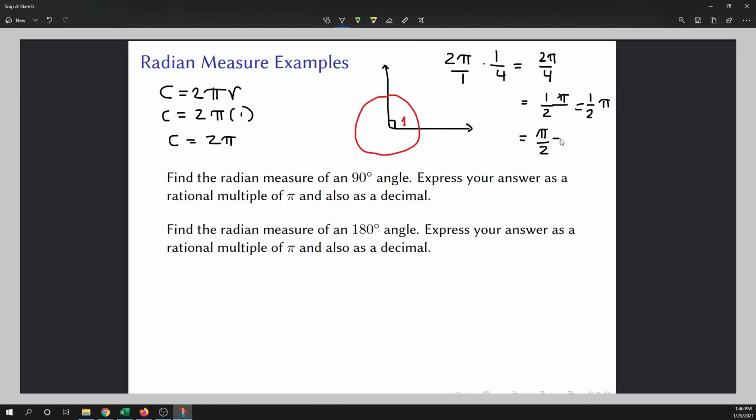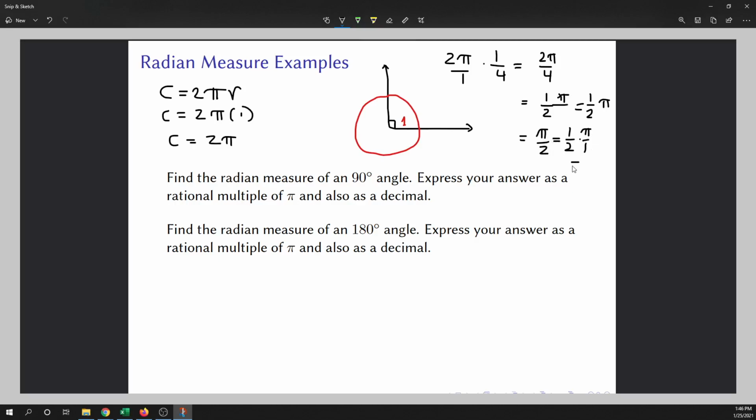If you're confused about why pi over 2 and 1/2 pi are equal to each other, you can just write it like this. If I write this as 1/2 times pi over 1, I wrote this as the multiplication of two fractions, right? And remember, how do you multiply fractions? You multiply the tops, pi times 1 is pi, and you multiply the bottoms, 1 times 2 is 2. So pi times 1 is pi, 1 times 2 is 2, so these are equal.